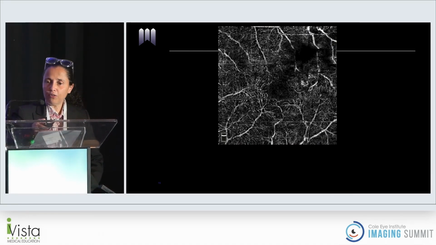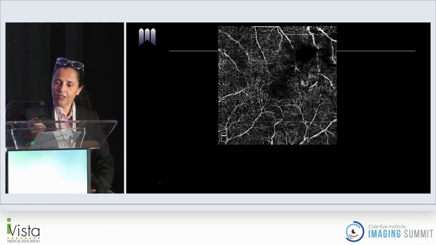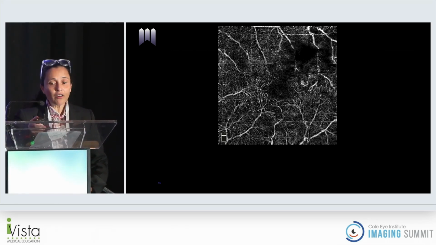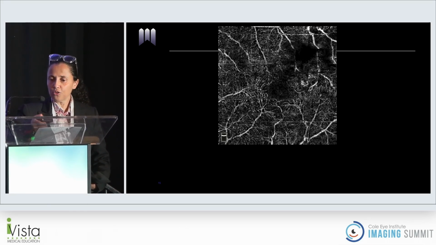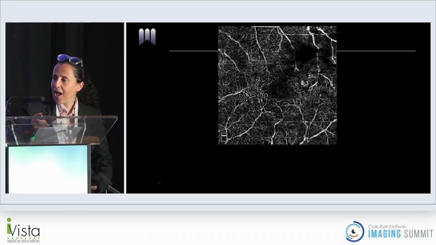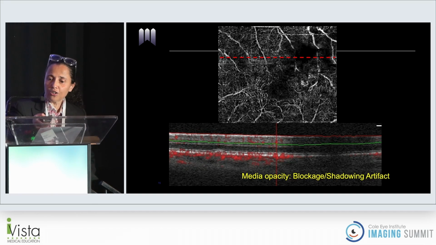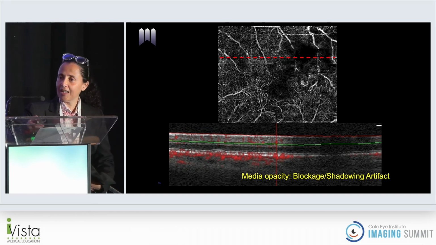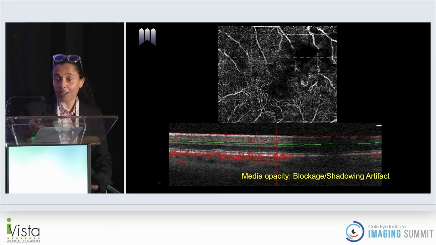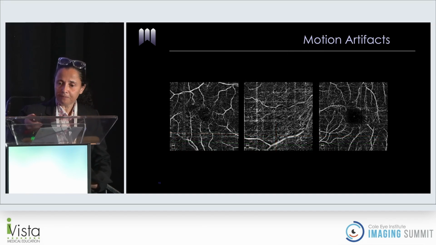So this is an example of one of those artifacts, and this here looks almost like a branch retinal artery occlusion or branch retinal vein occlusion. All the vessels on the top half are invisible, but if you look at that cross-sectional view, it tells you what happened. Here you don't even see the OCT signal in that area, so that tells you there's something blocking the signal from getting to the retina, not just the flow, even the OCT signal. So this is a big floater, actually, and not a blood vessel problem at all.